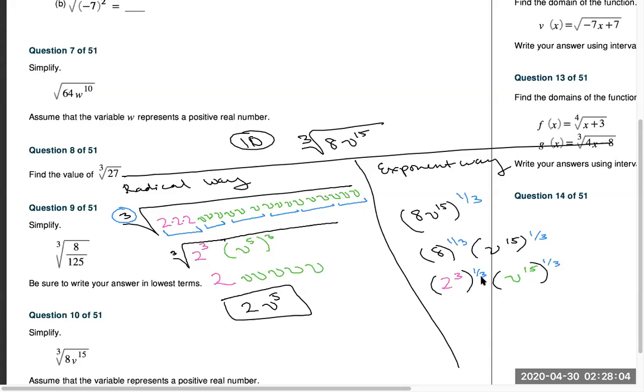Okay, so remember here, if it helps, you can think this is 2 to the 3rd, and then that 3rd power will be multiplied by 1/3. So that would just give me 2 to the first. And then over here, we have v to the 15th. That 15 is going to be multiplied by 1/3. So that's going to give me v to the 5th. So again, I get the same thing 2 different ways.